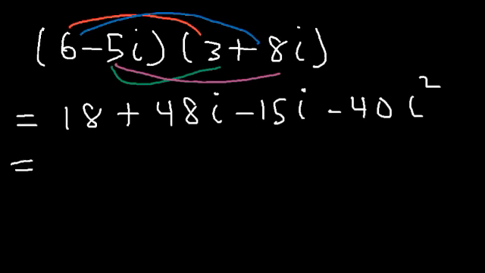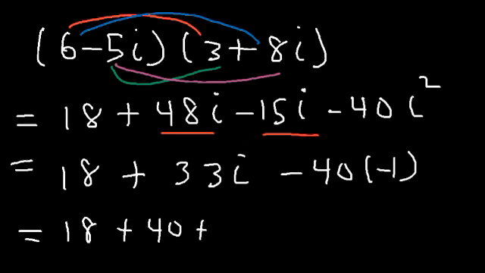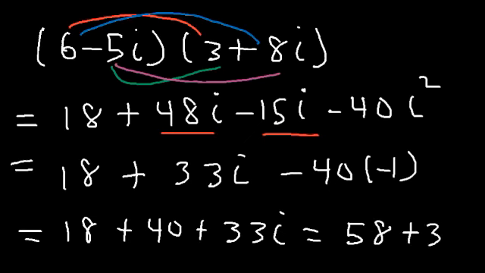So let's combine 48i and 15i. So 48 minus 15, and that is equal to 33, or in this case 33i. And i squared is negative 1. So this is going to be 18. Negative 40 times negative 1 is plus 40. And 18 plus 40 is 58. So the final answer is 58 plus 33i.